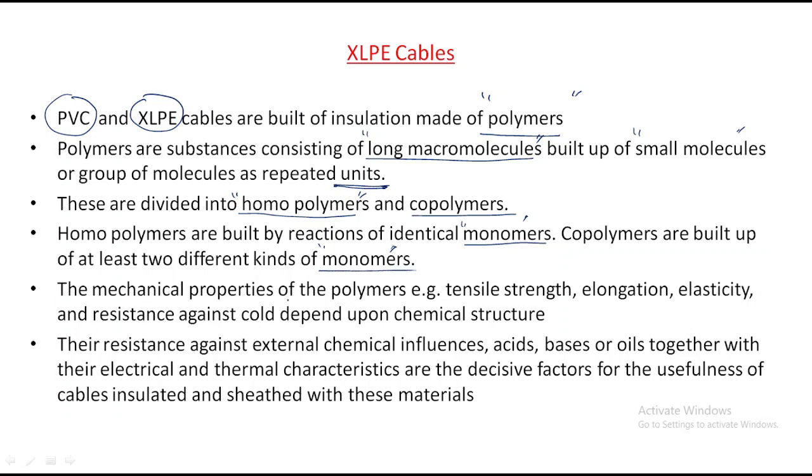Right. The mechanical properties of polymers, such as tensile strength, elongation, elasticity, and resistance against cold, depend on the chemical structure. Because of the chemical structure, the tensile strength increases. Elongation means increase of length. Elasticity, you know elasticity, and resistance all increase due to the chemical structure.